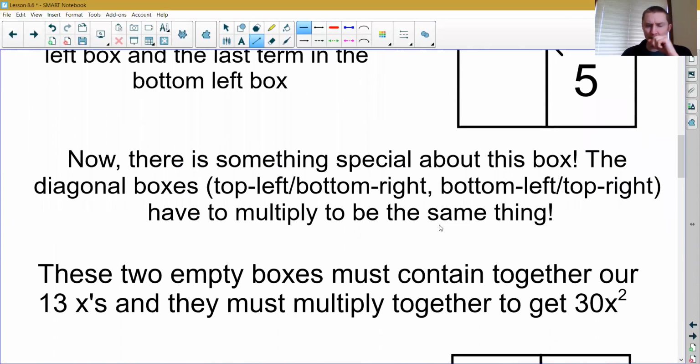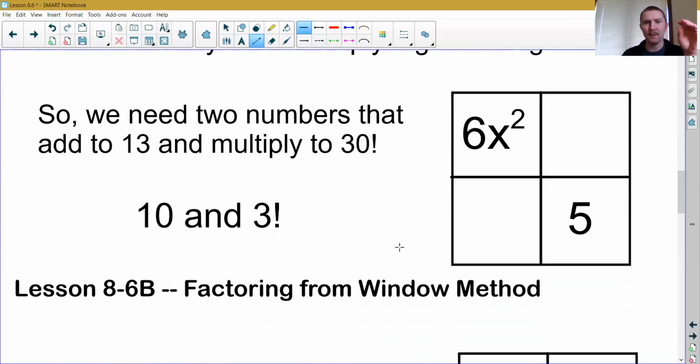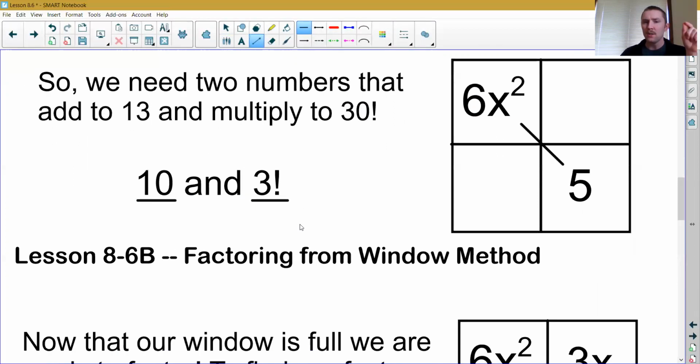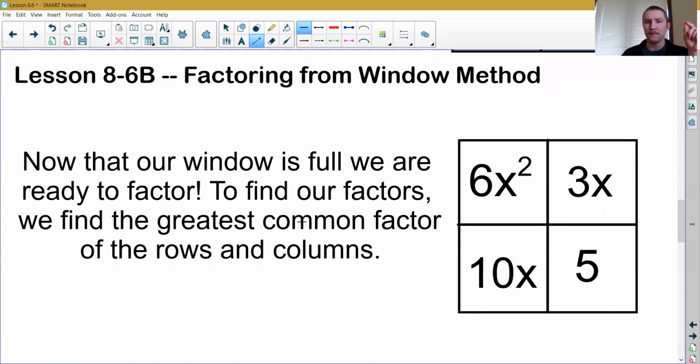So I'm going to skip over this stuff that we talked about in the last video. Remember the two numbers we found that multiply to be 30, right? Because 6 times 5 is 30. Multiply to be 30 and add up to 13 are 10 and 3. So we fill in our window like this, okay? So this is our full window, okay?